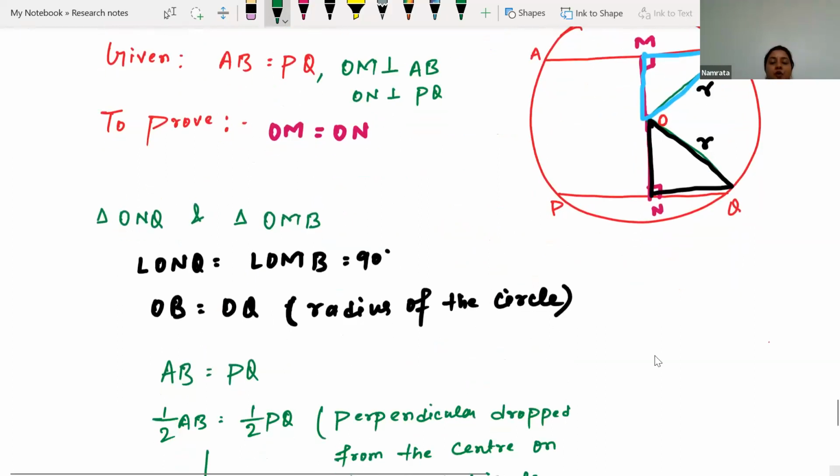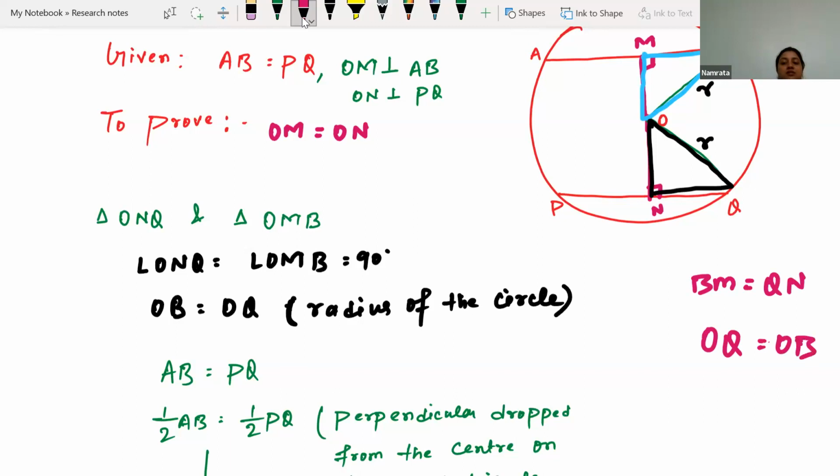Let's focus on the sky triangle and the black triangle. We are saying that BM is equal to QN, because both are just cutting the chord in half. If the totals are the same, the halves have to be the same. Now OQ and OB are radii. We are also saying that angle M is 90 degrees, and angle N over here is 90 degrees. So now we can say these two triangles are congruent.